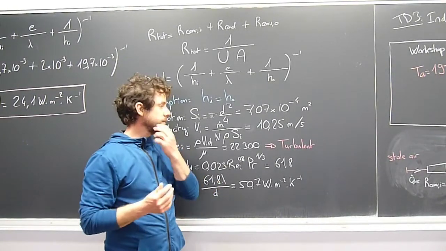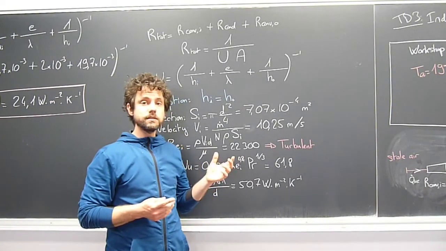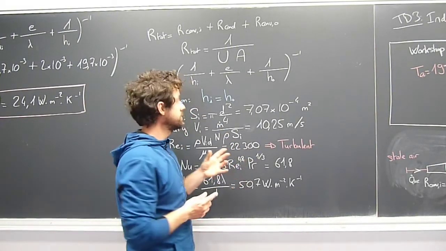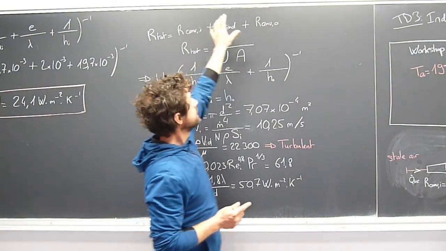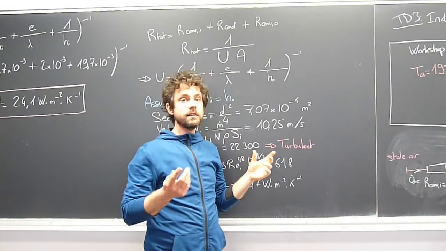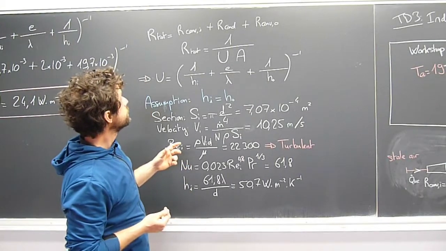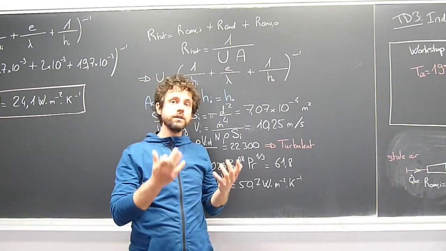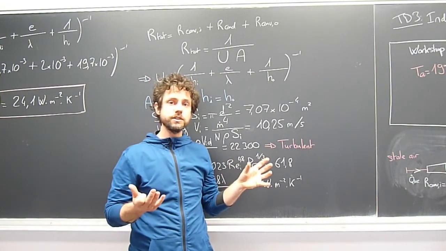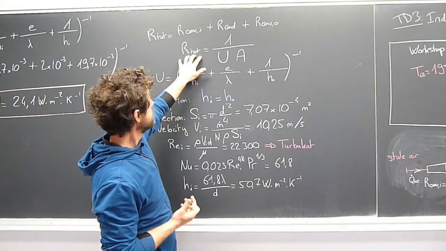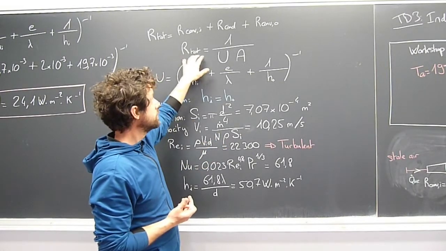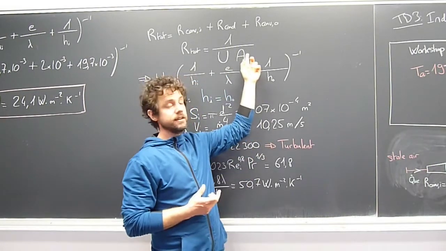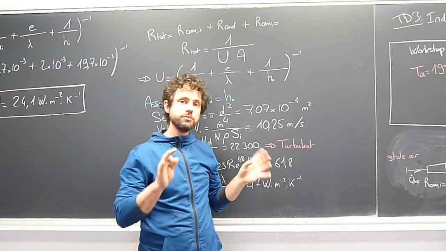So the total resistance between the hot fluid and the cold fluid in this heat exchanger is the sum of the three thermal resistances that are in series, and in the case of the heat exchanger, we can try to express all of this with an overall heat transfer coefficient. By definition, the total thermal resistance is equal to 1 over UA, with U the overall heat transfer coefficient, and A the heat transfer area between both fluids.